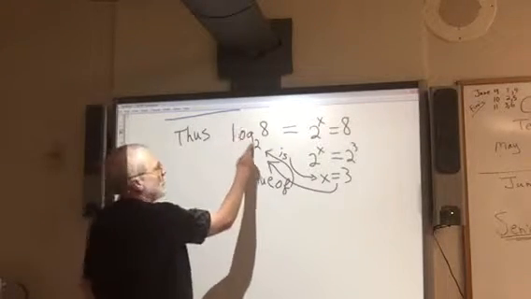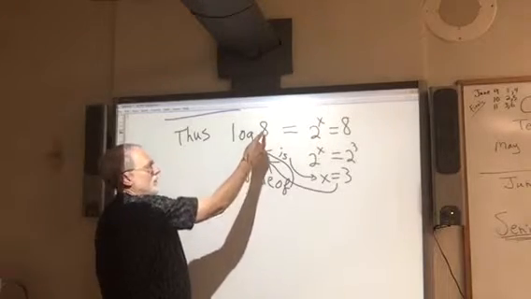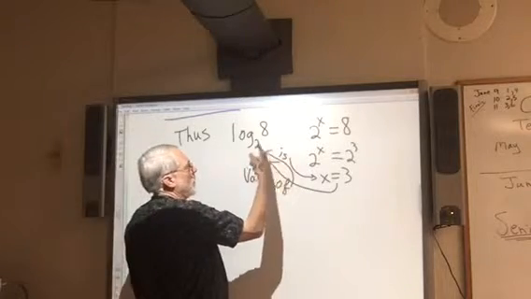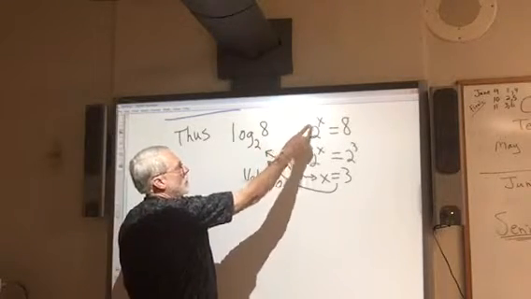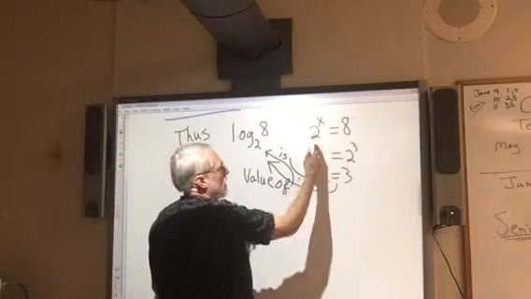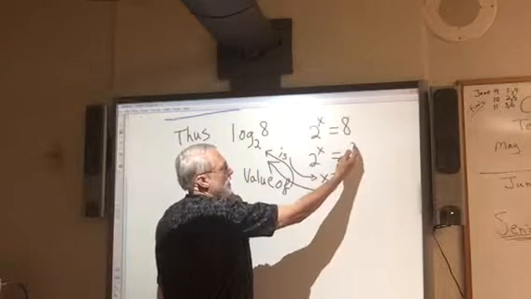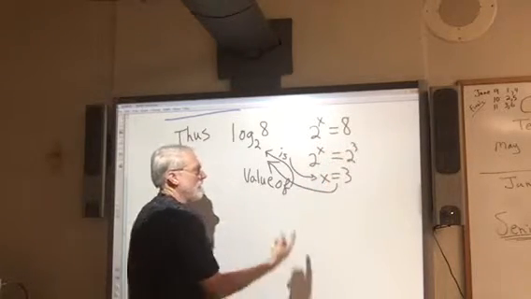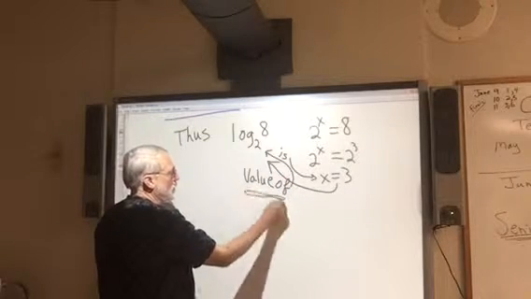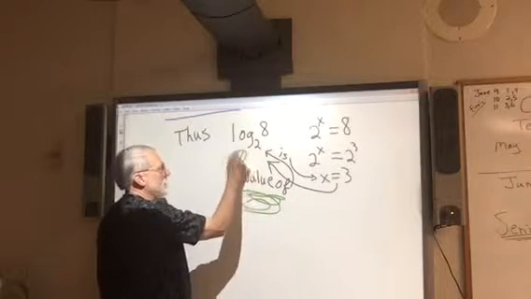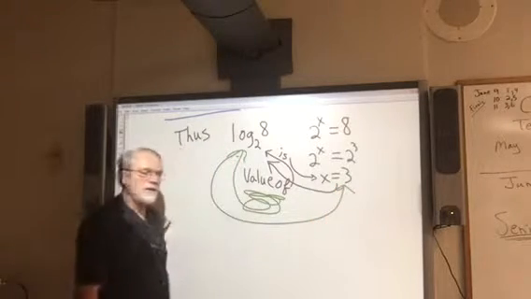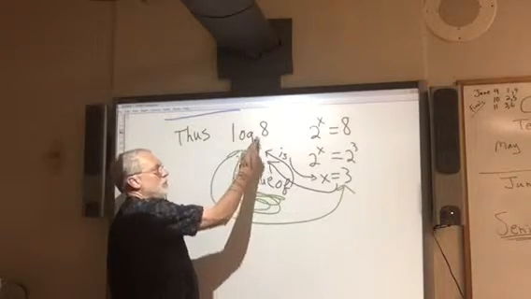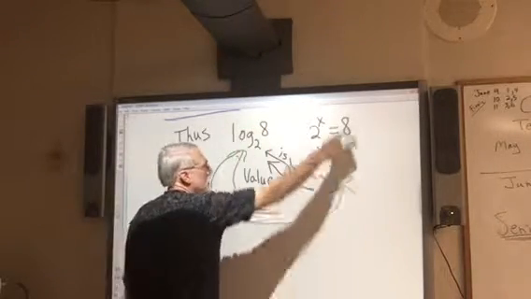Thus, we have log base 2 of 8, and we don't know what it equals. We want to figure it out. Well, we do know that 2 raised to some power, we'll call it x, has to equal 8. So we can write 2 to the x equals 2 to the third, which means that x equals 3. Therefore, we can say the value of this is 3. Quickly, one more time. Log base 2 of 8, the value of that is 3 because we do this.